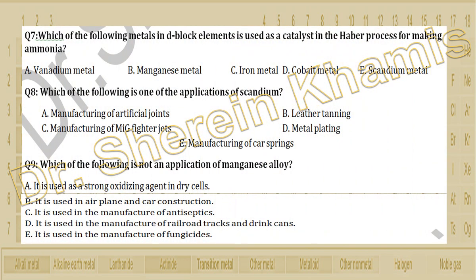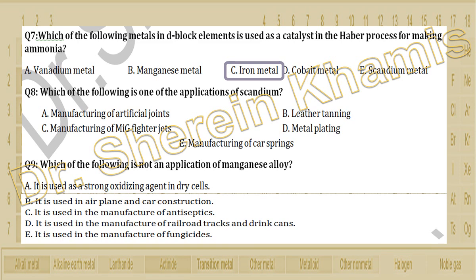Question 7 says: which of the following metals in the D block elements is used as a catalyst in the Haber process? The Haber process is for making ammonia. We have a very effective one with different uses. We have the iron metal. By the Haber-Bosch method, we can use it as a catalyst in preparing ammonia gas. Okay, let's go into question 8.